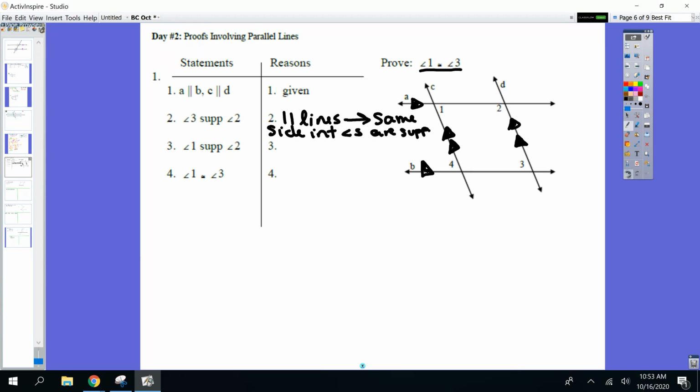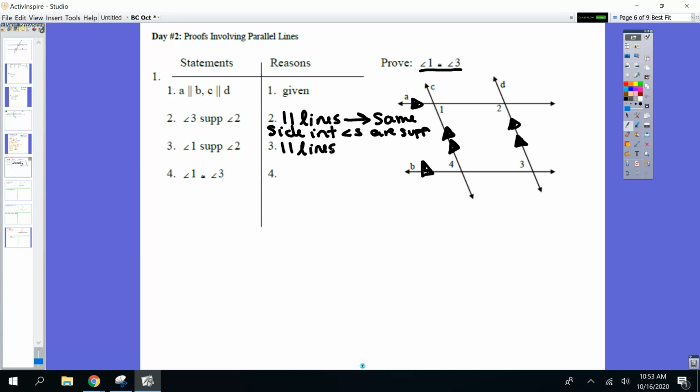They don't share a vertex anywhere. But 1 and 2, inside or outside? Inside. Same side or alternate sides? Same side. So what do we call them? Same side interior. And what do you know about them? Congruent or supplementary? Supplementary. Okay, so same reason. Same reason as number 2, right? They're same side interiors.